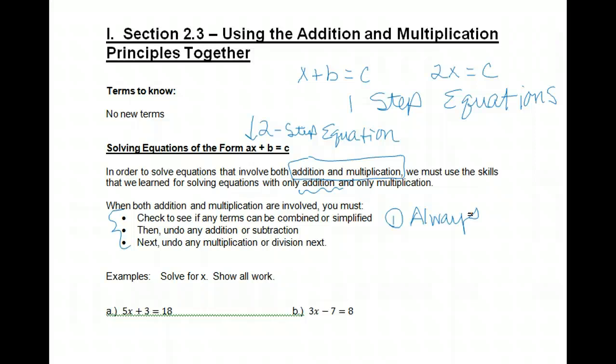After you combine any like terms that can be combined, the very next thing that you are going to do is undo any addition or subtraction. After you take care of that addition or subtraction, the last step that you would do is undo any multiplication or division. So let's look at some examples here.